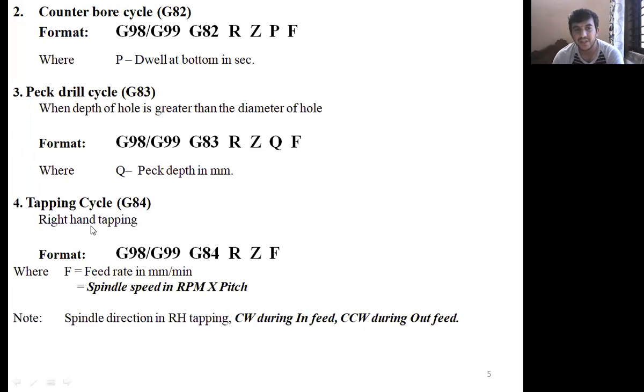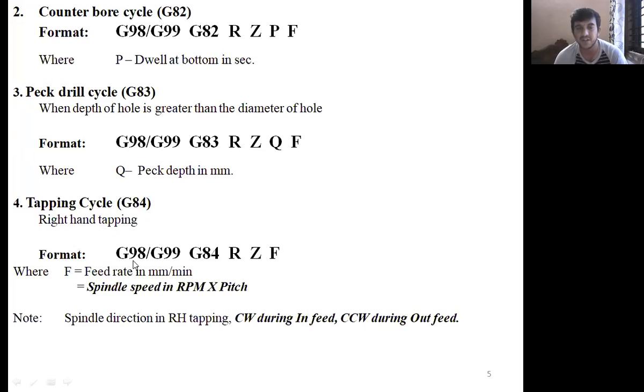So what type of tapping is this? It is right hand tapping. It means that if you turn in the clockwise direction, it goes in and tightens. If you reverse the direction to counterclockwise, it moves away from the workpiece, which means loosening. That is called right hand tapping.